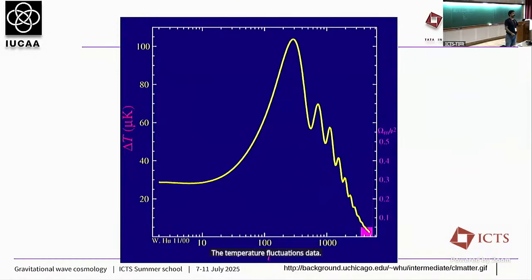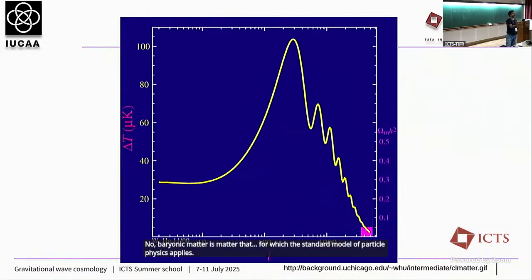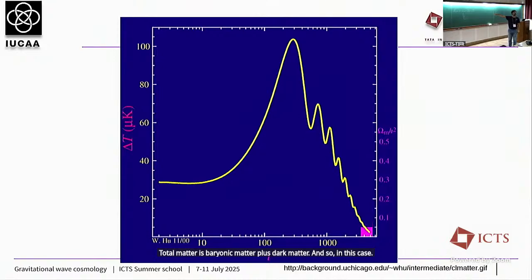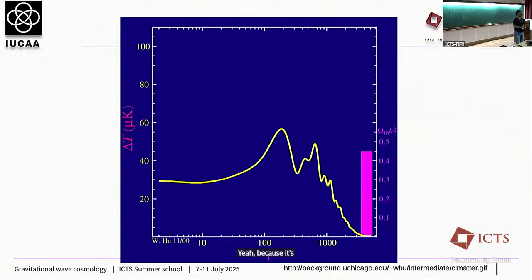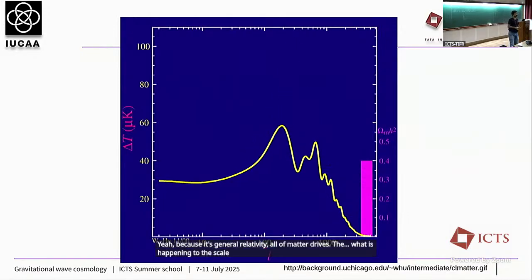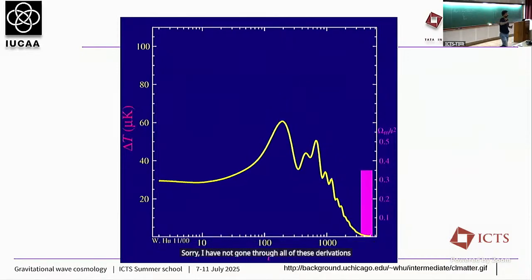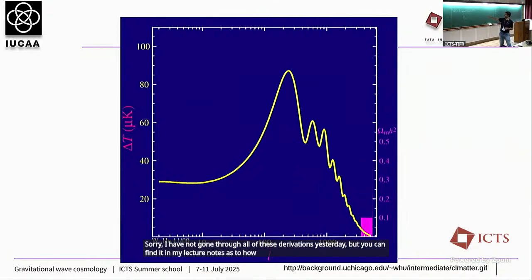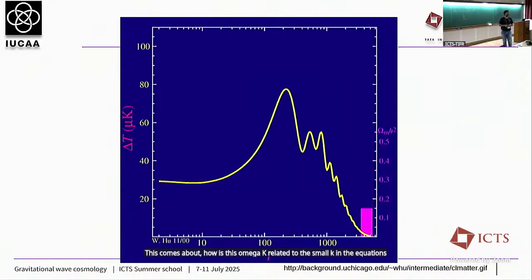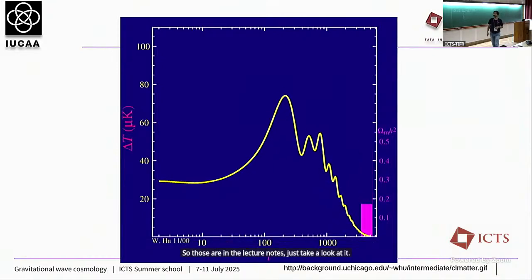No, baryonic matter is matter for which the standard model of particle physics applies. Total matter is baryonic matter plus dark matter. And so in this case, it will be total matter. Yeah, because it's general relativity, all of matter drives what is happening to the scale factor. Right? Sorry, I have not gone through all of these derivations yesterday, but you can find it in my lecture notes as to how exactly this comes about, and how this omega k is related to the small k in the Friedmann equations, for example. Yeah? So those are in the lecture notes. Just take a look at it when you get time.